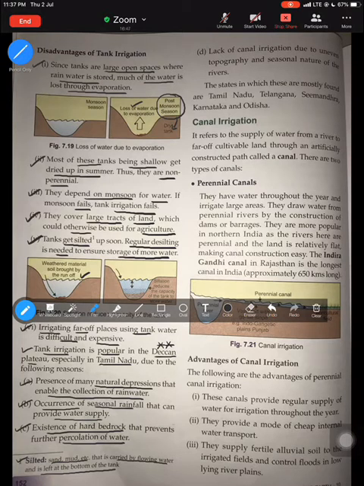Along with that, lack of canal irrigation, because building canal irrigation is an expensive task, and even the topography is uneven, a lot of depression. That is why canal irrigation is not favorable to be constructed in the Deccan Plateau region. So that is why tank is more popular than canal irrigation.